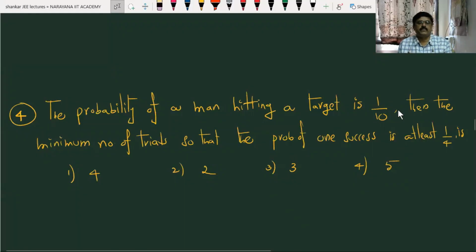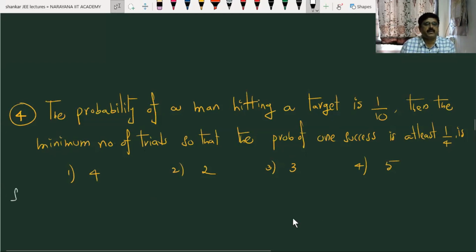Students, next problem. The probability of a man hitting a target is 1 upon 10. Then the minimum number of trials, so that the probability of one success is at least 1 by 4. See students, simple problem based on binomial distribution. So whatever the event mentioned in the problem, we have to take that particular event as success. So hitting the target is a success.